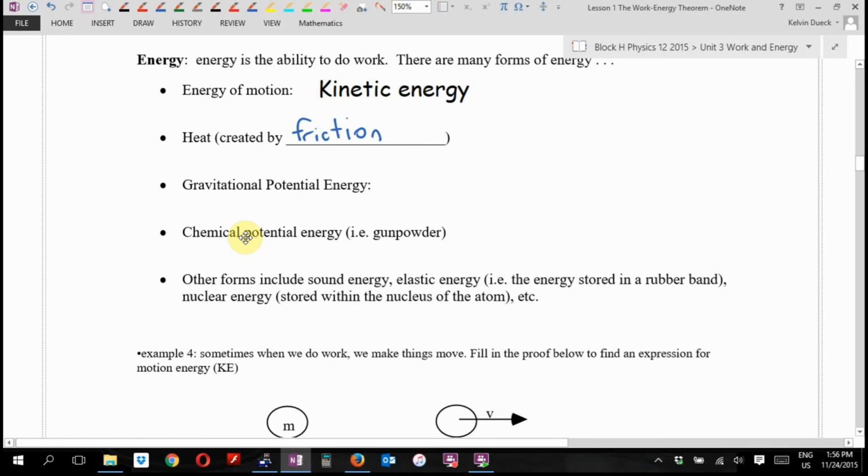Gunpowder, the food you eat is a great example of chemical stored potential energy. That's why you eat food. You need to get your energy from somewhere. Other forms: sound energy, that's a form of energy. Elastic energy, the energy stored in a rubber band. Nuclear energy, the energy stored in the nucleus of an atom. Many, many different types of energy. We're going to be looking at two primary types and then occasionally heat.